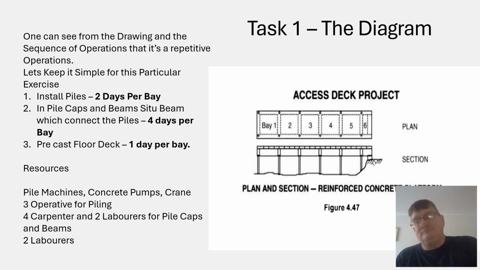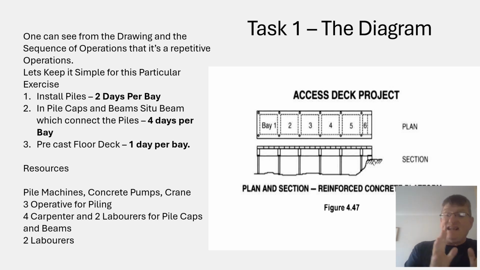I've done this slightly different to the book which I based it on. I'll show you the answer the book gives you. Mine is 1 day less, because I've added another carpenter, because I think another carpenter is required. So mine is 1 day less than the actual answer, and that's because I've added a carpenter. I'm well within the 15 operative resources. So I've got 3 operatives for the piling, 4 carpenters and 2 labourers for the pile caps and the beams, so that's 6 operatives, and then 2 labourers for the floor deck.